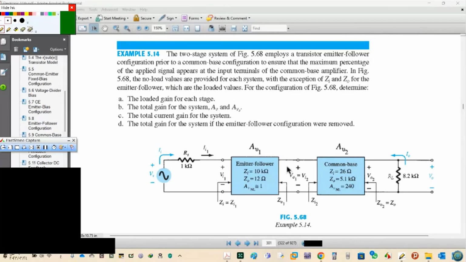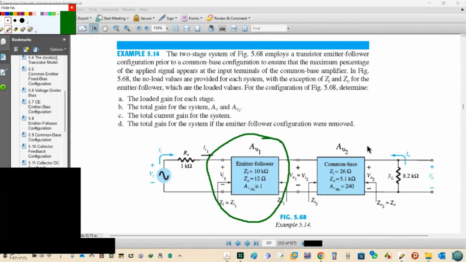In this example, I have ZI, I have ZO, and I have AV total no load for the first one and for the second one. And he asks me for the load gain of each stage. Okay, load gain for each stage. I need it for this stage and for this stage. So a load gain, AV load, together.